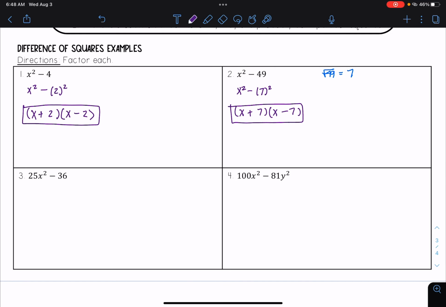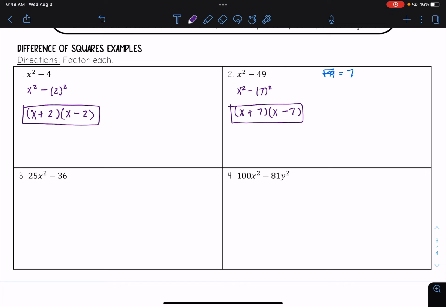Okay, number 3 and 4 look a little bit different. So for number 3, I have 25x squared minus 36. So this time I have a number in front of my x squared term, where the other two I didn't. And I see this doesn't have a GCF. There's no numbers that go into 25 other than one that also go into 36. However, I do recognize that 25 is a perfect square. 5 squared is equal to 25.